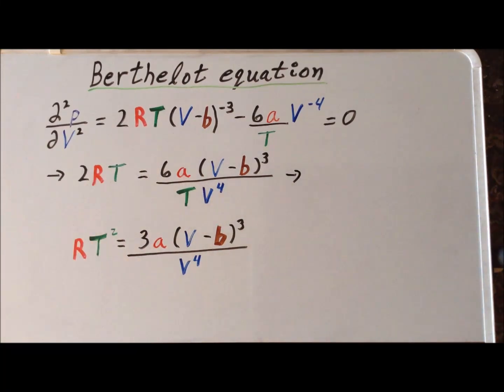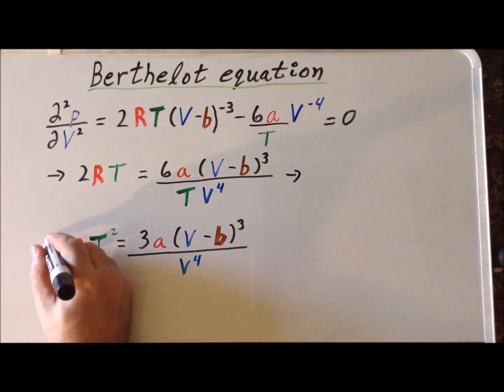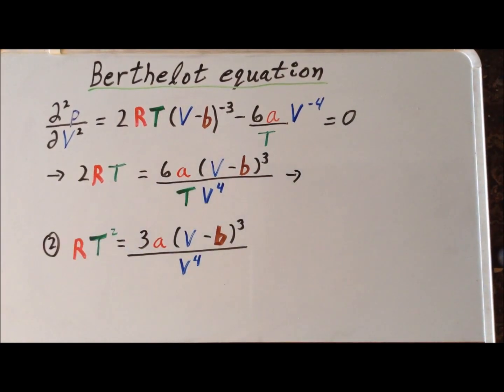We divide through each side by a factor of 2, so that removes our 2, turns our 6 into a 3, and multiply each side by the temperature T. That gives us that RT squared is equal to 3A times the quantity V minus B cubed over V to the fourth power. And in keeping with what we've done before, let's refer to this equation as equation number 2.